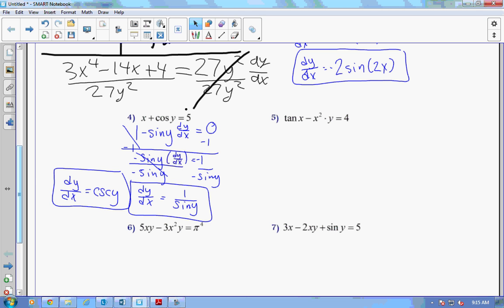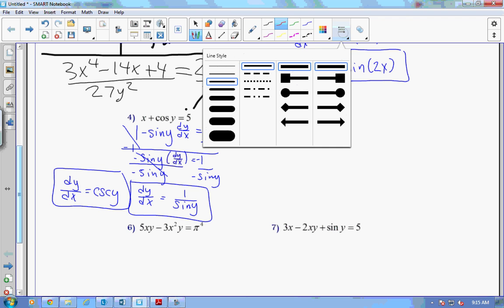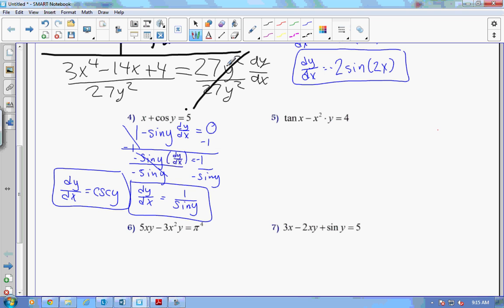Okay, should we go through it? Now, the product rule doesn't have anything to do with the tangent. The product rule is just these two being multiplied. So what's the derivative of tangent x? Secant squared x. Now we'll apply the product rule to negative x squared times y.